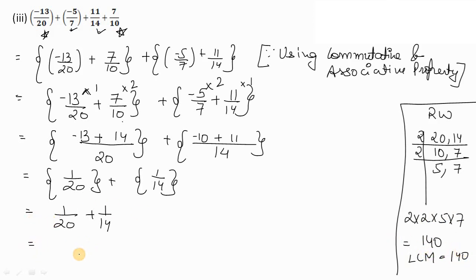So now here we write down the LCM as 140. Now 140 will come in the table of 20 at 7. So we will be multiplying 1 with 7, and 140 comes in the table of 14 at 10. So we will be multiplying 1 with 10. So it will be 1 into 7 is 7, 1 into 10 is 10. So it will be 17 by 140, the answer.